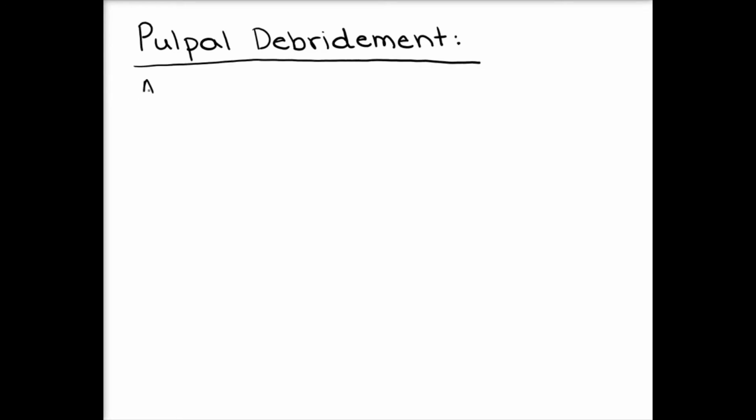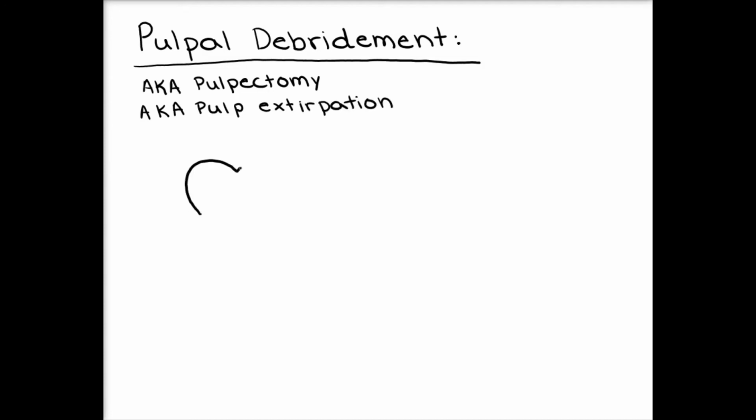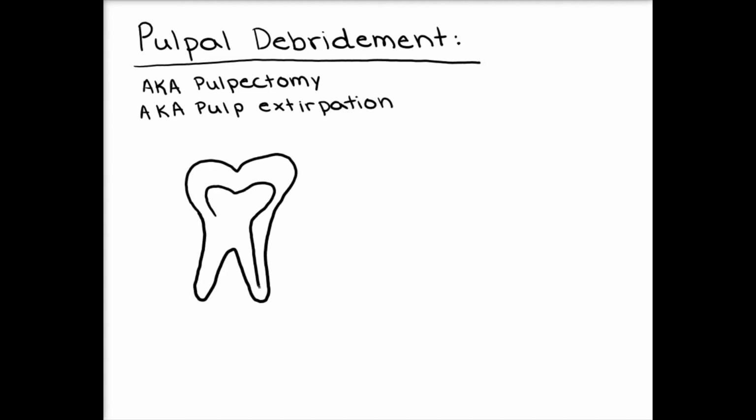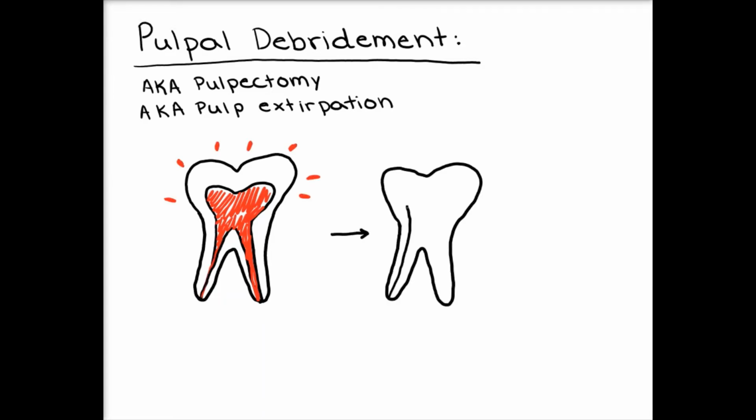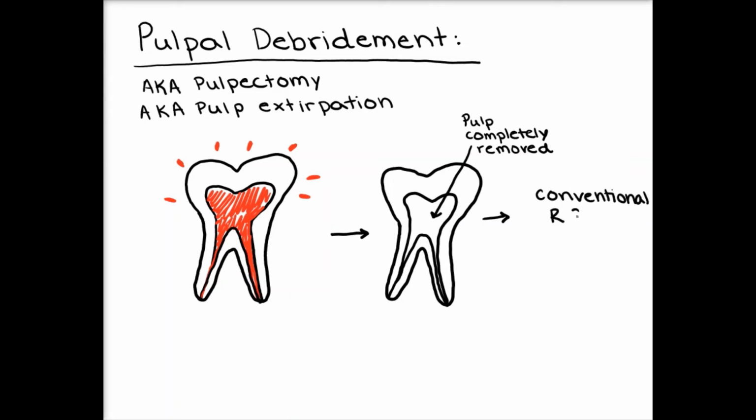The next procedure we'll take a look at is called Pulpal Debridement. It is also known as a pulpectomy or as a pulp extirpation. This procedure involves removing all the vital pulp within a tooth. For example, if this tooth is causing pain in an emergency visit, it can be used to relieve this pain until a conventional root canal treatment can be performed.